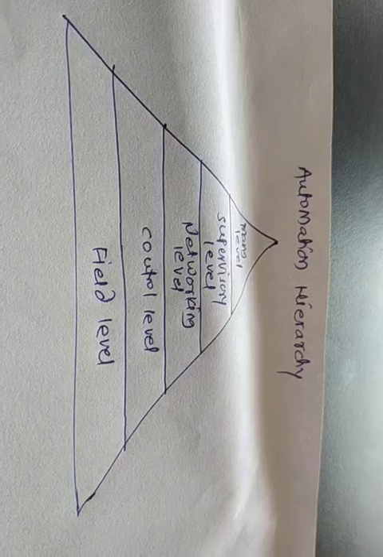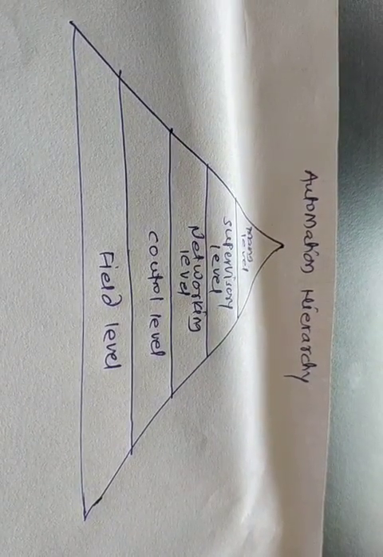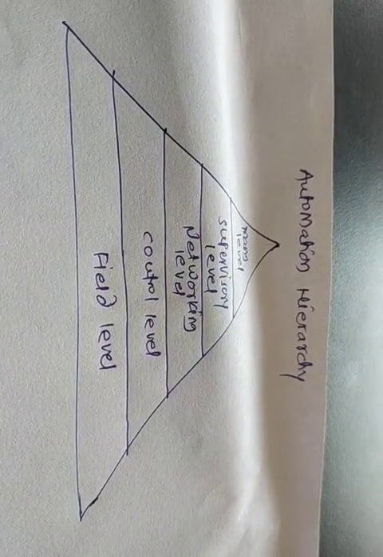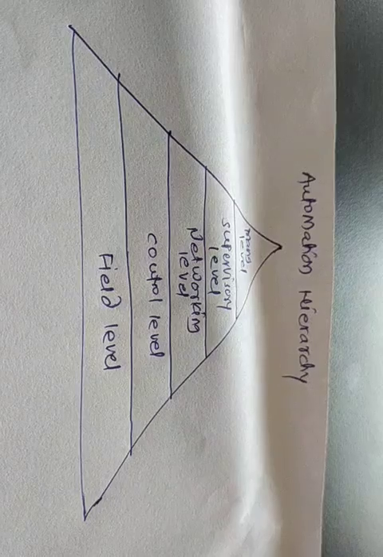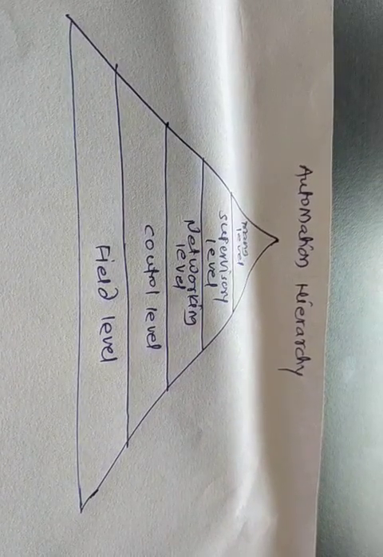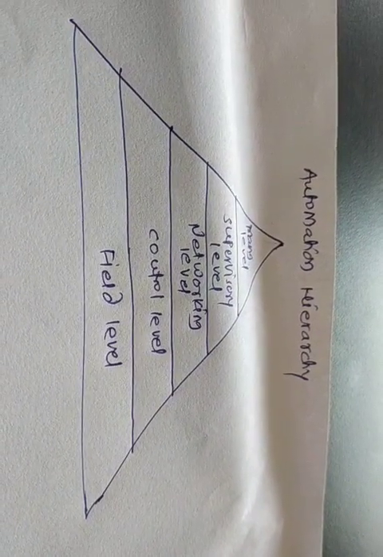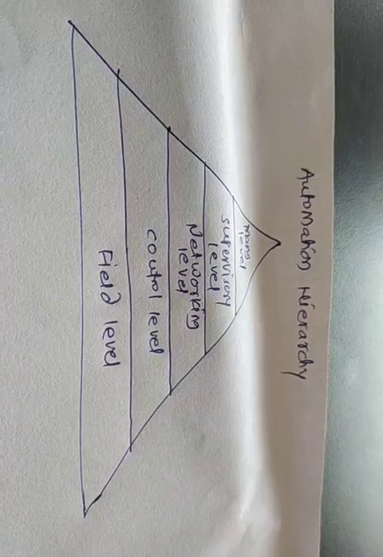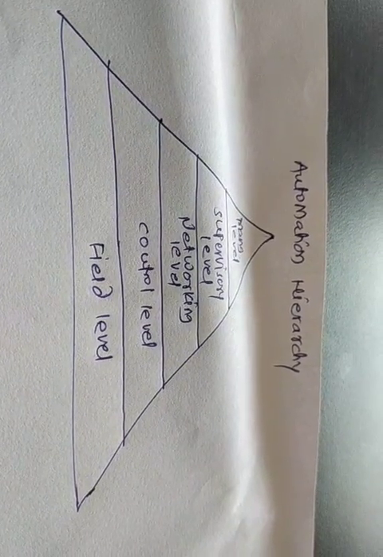From this hierarchy we can understand how we can generate an automation plant, and through this plant how these different levels work. That means field level, control level, networking level, supervisory level, and management level.